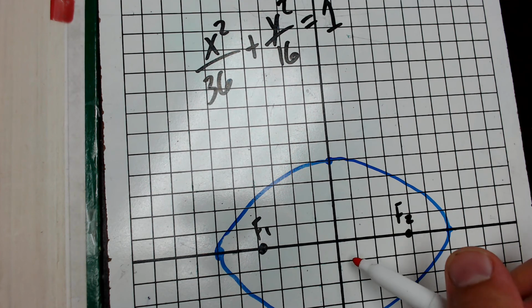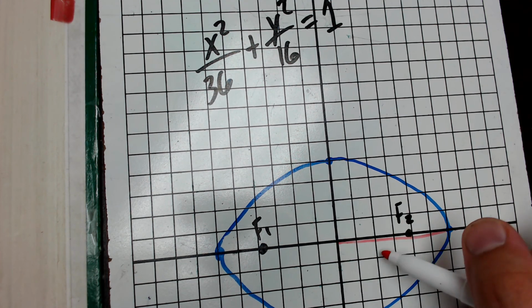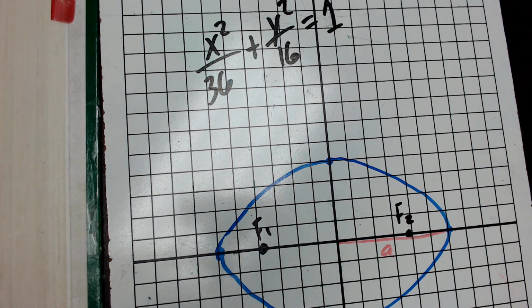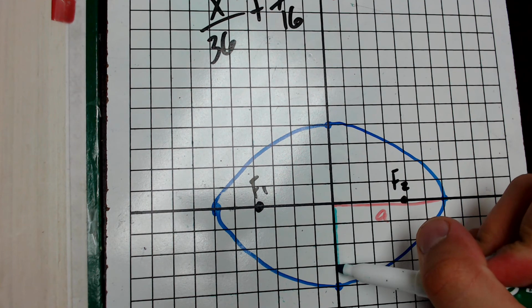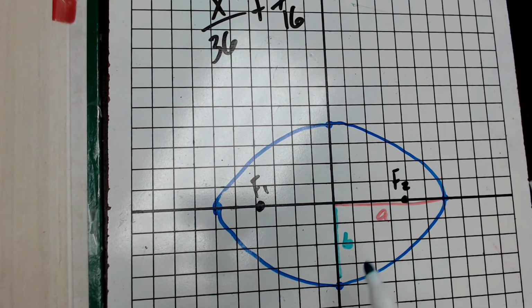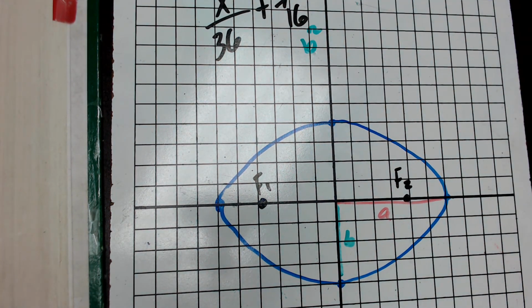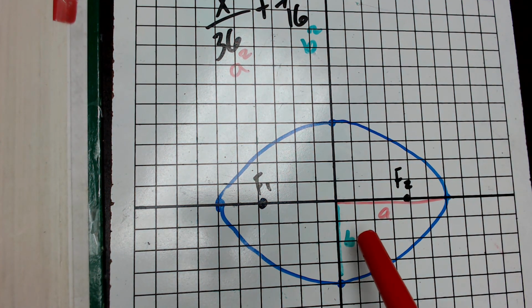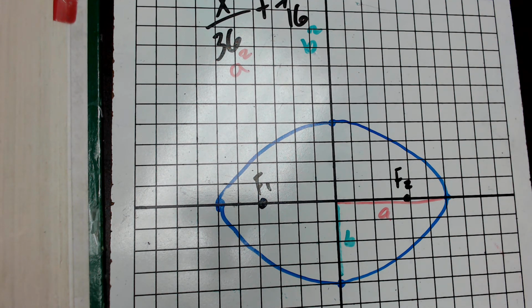So let's say that this line right here, this red line, is value a, right? And then this green line is going to be value b, all right? And then that's where we get the equation b squared and then a squared, because 6 squared gives you 36, 4 squared gives you 16, right? So those are our a's and our b's.